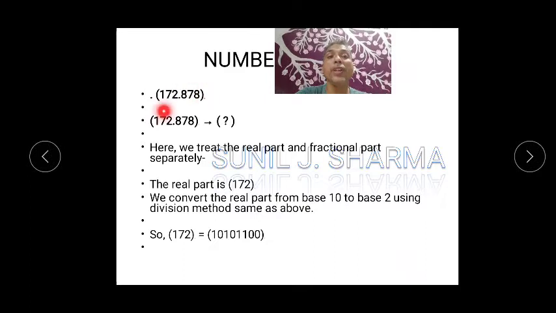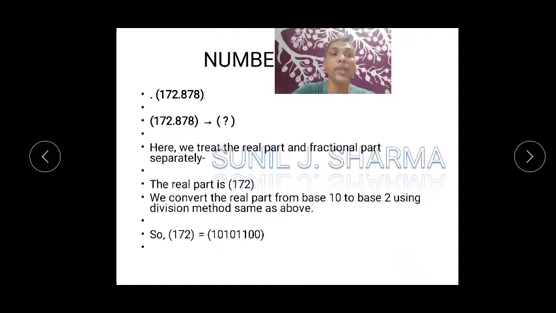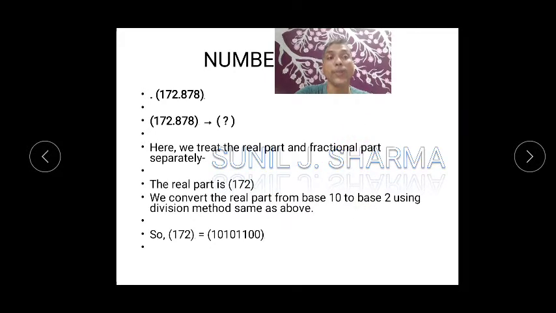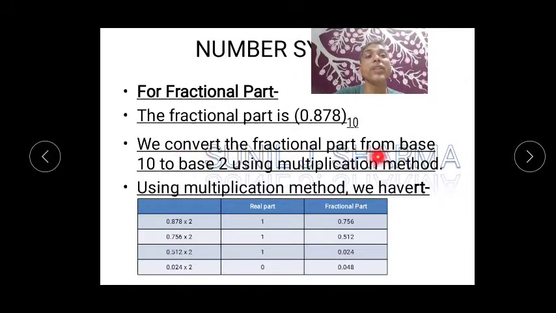I think this time we have taken 172.878. Okay, I think 172 we have already changed. The same method we will be following, that is, divide by 2 and your remainders will be your answers, and just move from bottom to top. I'll not talk much about this because we have already studied this. We'll talk about the fractional part. In the fractional part, I think you can easily see that.